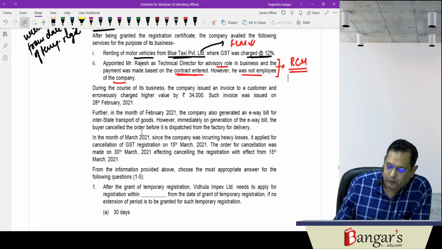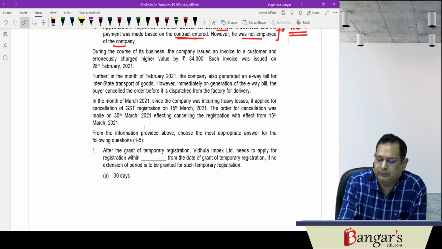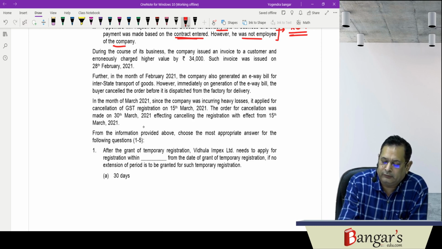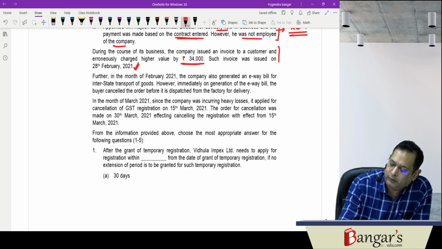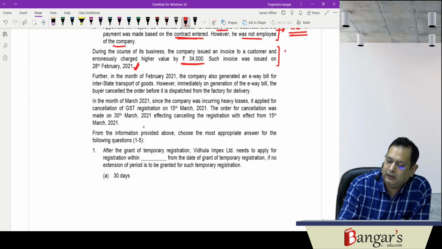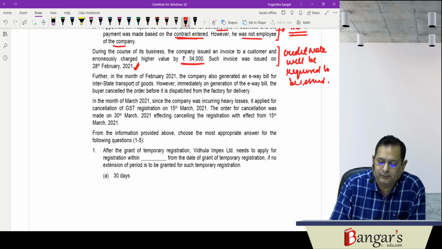Then, during the course of business, the company has issued an invoice to a customer and erroneously charged a higher value by 34,000 rupees, and such invoice was issued on 28th of February 21. Now, higher value has been charged from the customer. So definitely a credit note will be required to be issued in this case to the customer to reduce the output tax liability, and the customer will be required to reverse the input tax credit.